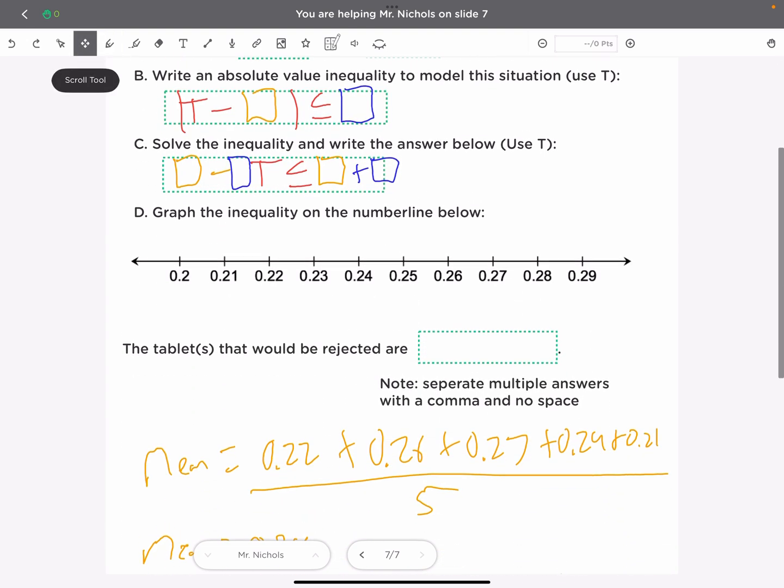When you do that, you should see that 2 of the tablets, blank, comma, blank, separate multiple answers with a comma and no space, are rejected. Make sure that you separate with a comma like that so that you can find which 2 tablets they are. And that's everything.